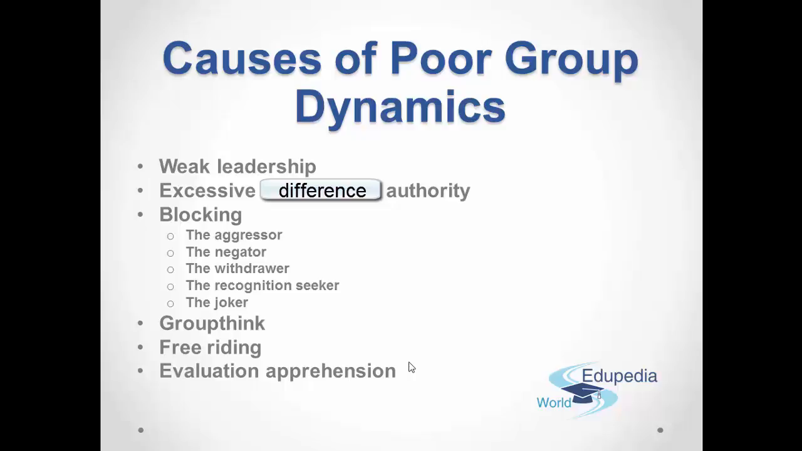Weak leadership. When a team lacks a strong leader, what happens is that a more dominant member of the group can often take charge. This can lead to a lack of direction, infighting, or a focus on the wrong priorities. Excessive deference to authority. This can happen when people want to be seen to agree with a leader and therefore hold back from expressing their own opinions.